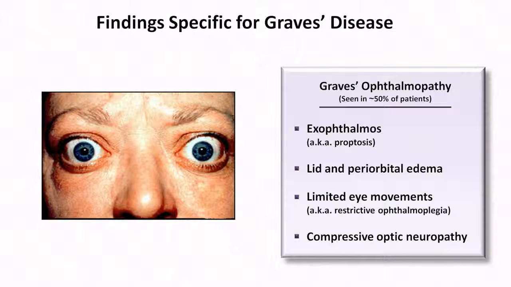Examination of the eyes in patients with Graves' disease should also include an assessment as to whether the upper and lower lids can close completely, as failure to do so will place the patient at a higher risk of corneal dryness and ulceration.